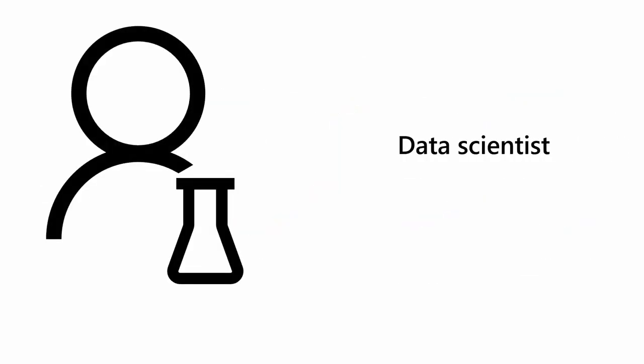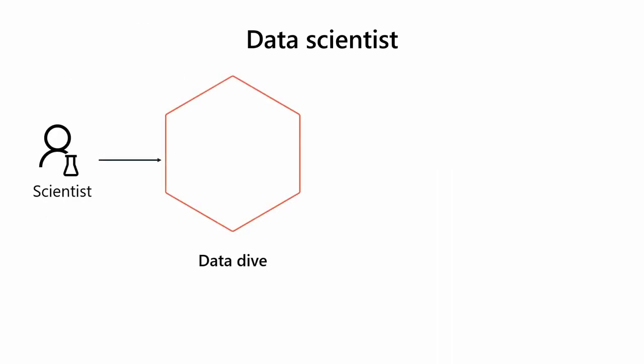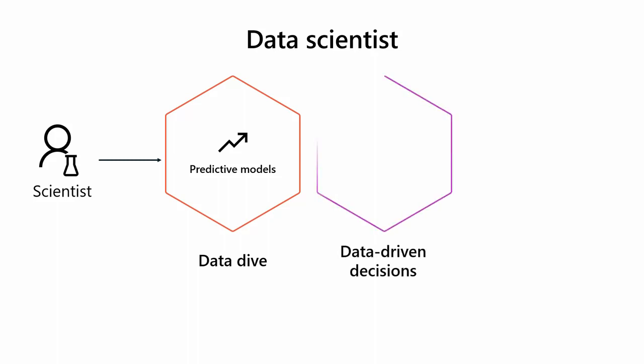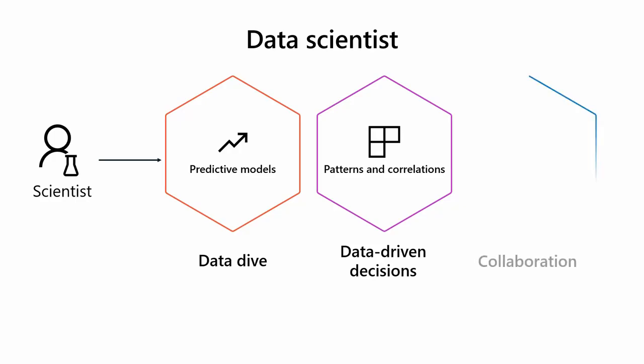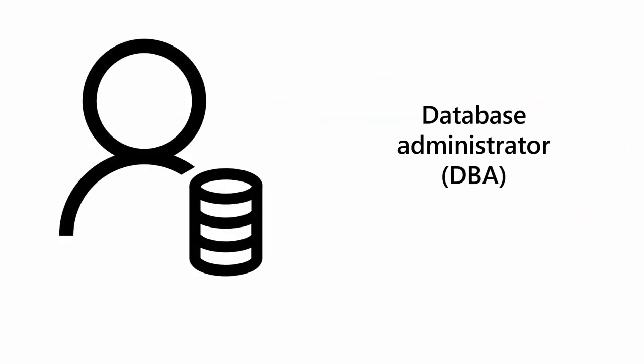Think of a data scientist as a botanist, using their plant biology knowledge to optimize the growth and health of the garden. They dive deeper into the data to create predictive models using machine learning algorithms and statistical techniques. They seek to identify hidden patterns and correlations that help organizations make better data-driven decisions. Data scientists often work closely with data analysts, sharing insights and collaborating on projects to maximize the value of the data.